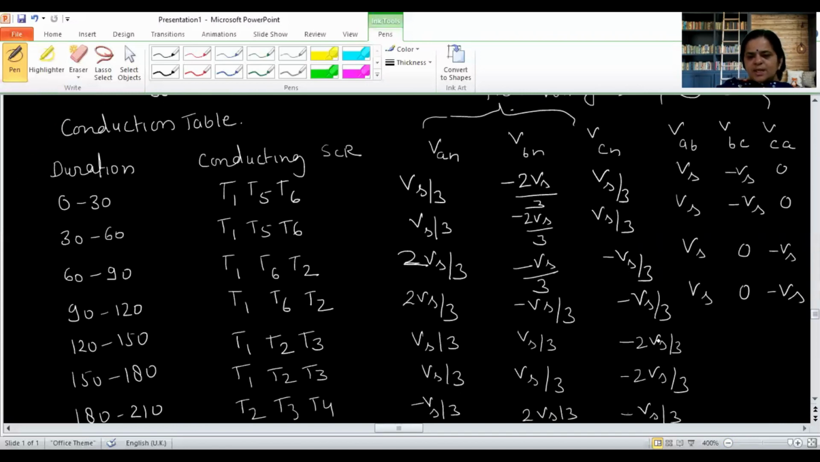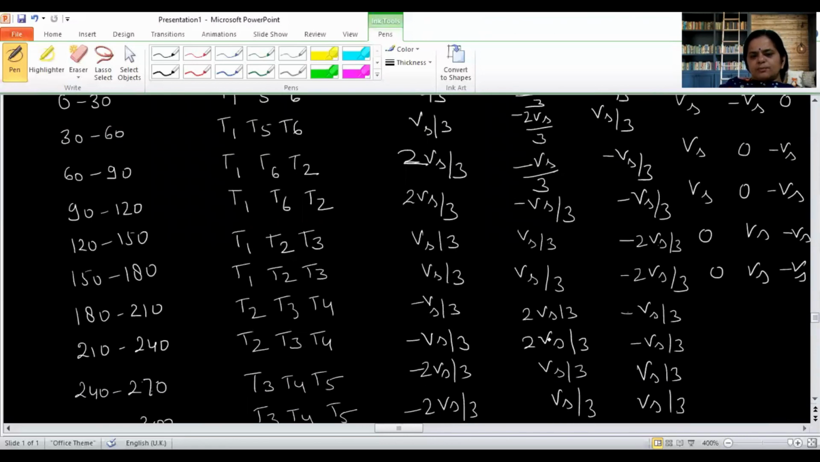Now again this minus this. So 0. This minus this. So it will be Vs. This minus this. So it will be minus Vs. So 0, Vs, minus Vs. Now again for this minus this. So minus Vs. This minus this. So Vs. This minus this. So 0. Minus Vs, Vs, 0.